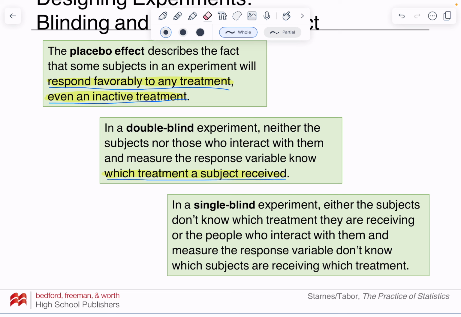So sometimes that does happen where when it's single blind, the person collecting data doesn't know what's happening, but the people in the experiment do. Usually it's the other way around. Usually the people in the experiment don't know, but the person doing the data does.